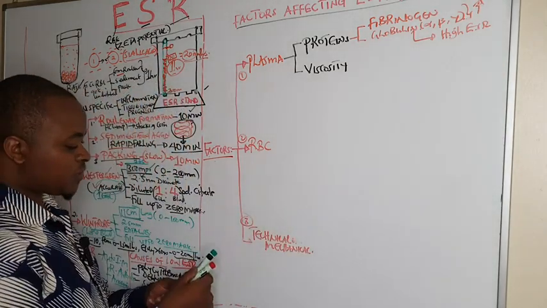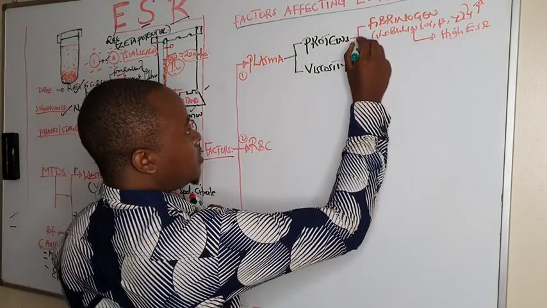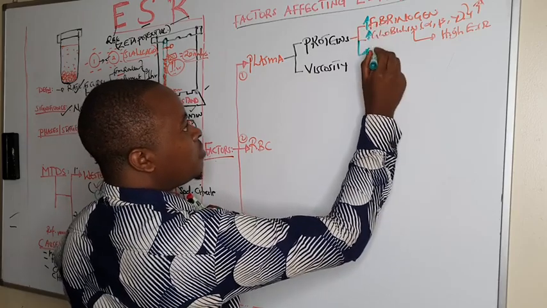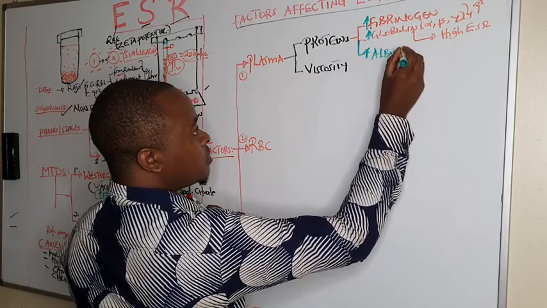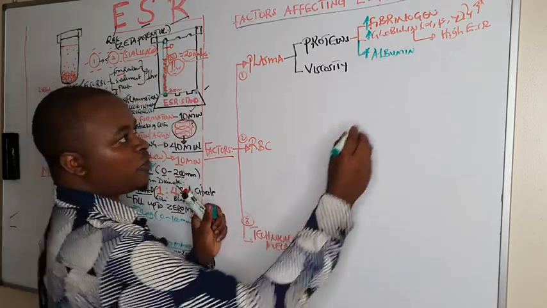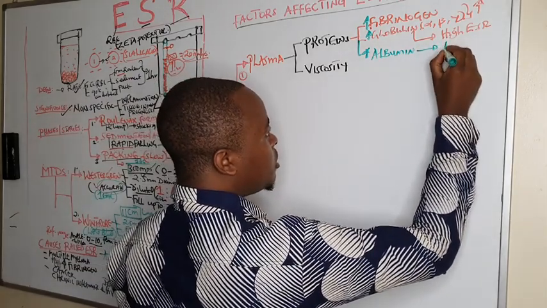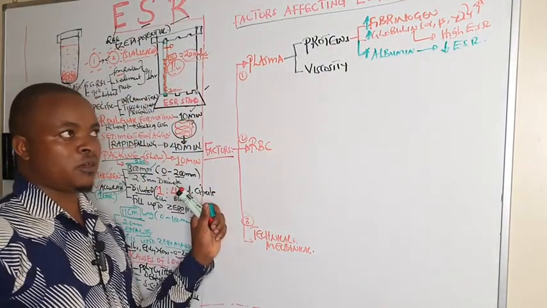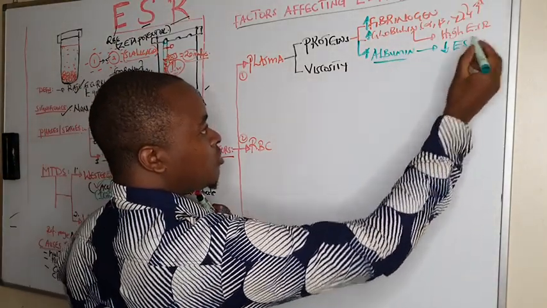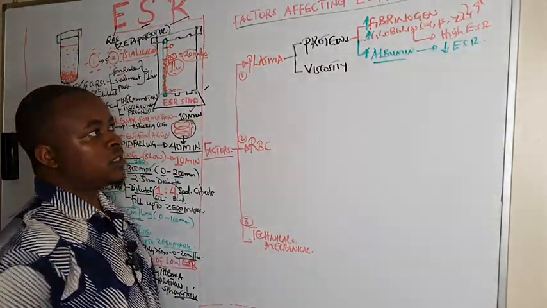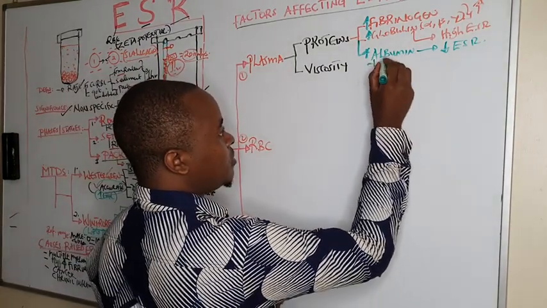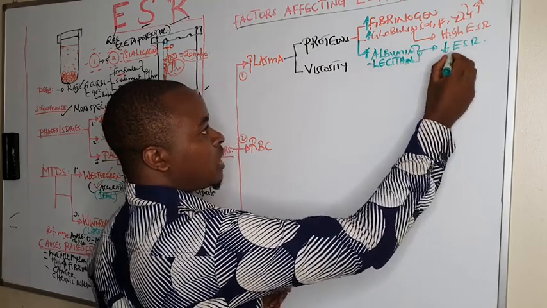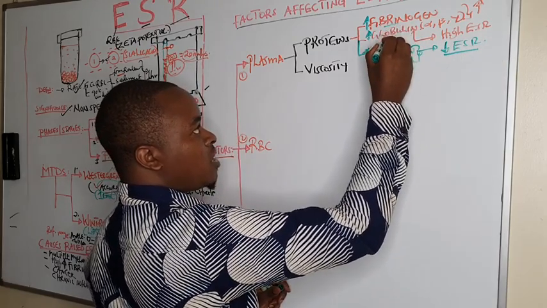But if someone has high levels of albumin, this albumin leads to decreased ESR results. So this one causes low ESR results. High levels of albumin lead to low ESR results. This is albumin plus lecithin. So lecithin and albumin result in low ESR, whereas high levels of fibrinogen and globulins lead to high ESR.